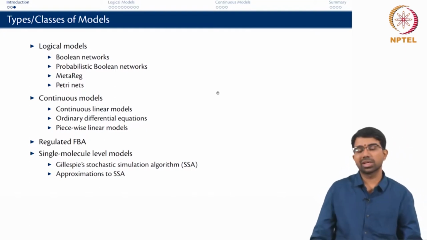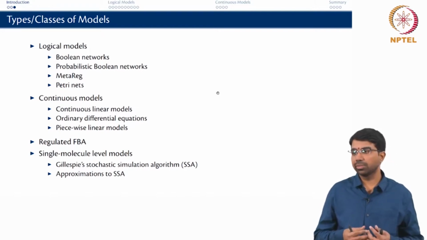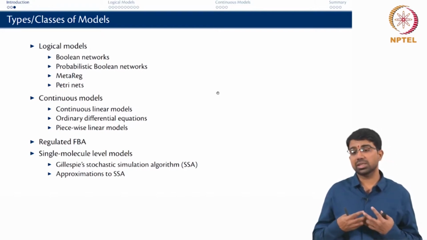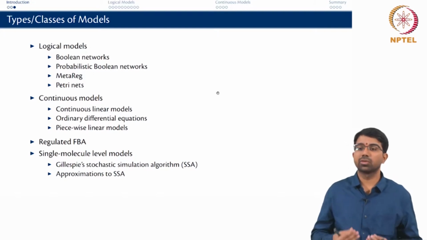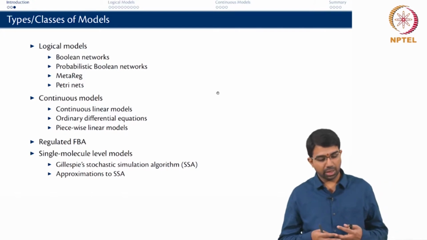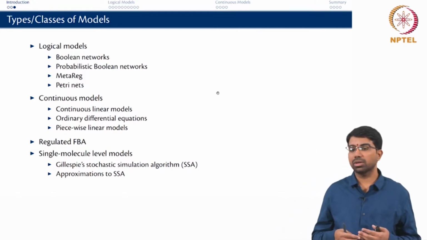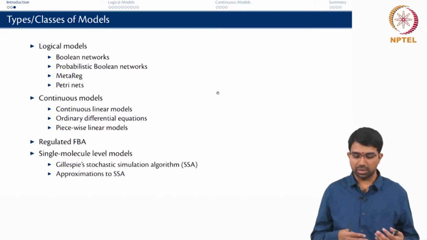We are not really looking at stochastic models because most stochastic models are very small. In stochastic models, stochasticity itself becomes important when you have very few numbers of interacting molecules, when the probabilities of interaction or the numbers of molecules become more important than concentrations and rates.